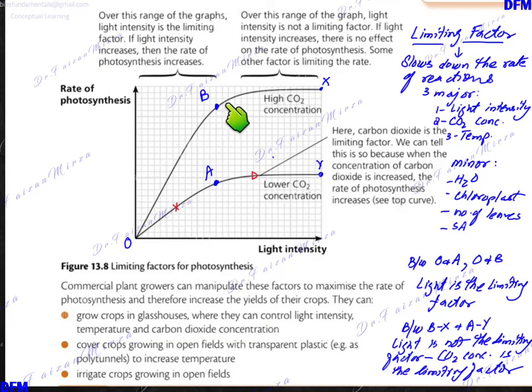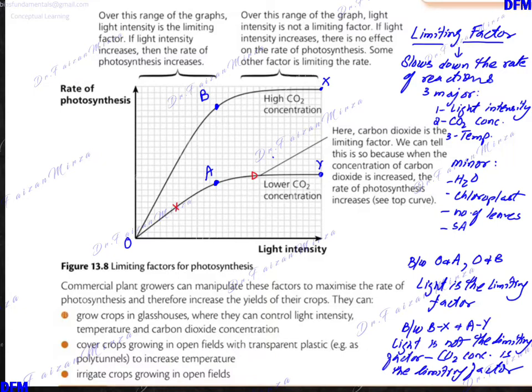But beyond point B until point X, since the graph is becoming parallel to the x-axis, whatever is mentioned on the x-axis cannot be the limiting factor. So what will be the limiting factor here? The limiting factor will again be carbon dioxide concentration. Similarly, temperature can be a limiting factor as well. Water availability can be a limiting factor. The number of chloroplasts, and there are many others as well. The major ones are carbon dioxide concentration and light intensity, and to an extent temperature as well.